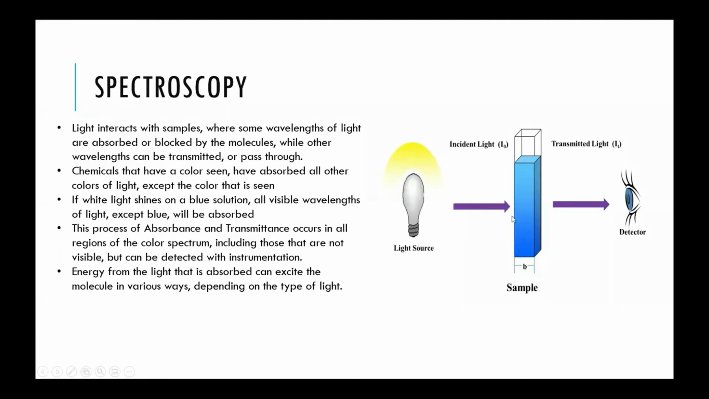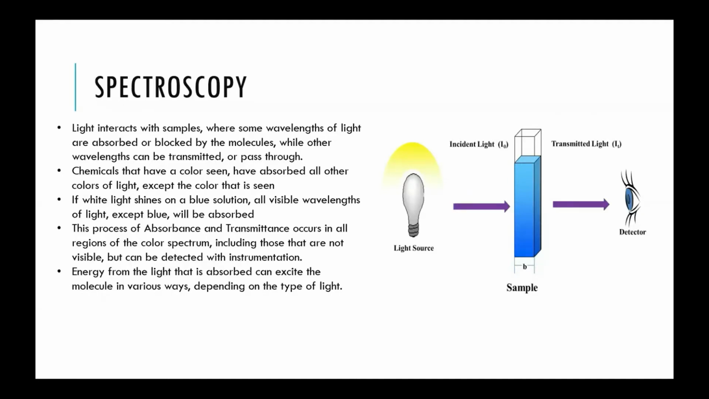Light itself typically is white light, so light coming from the sun. And this consists of all different wavelengths. And in spectroscopy, typically a single wavelength or a single energy of light is selected, and it's seen how the chemical will interact with that particular type of energy light source.